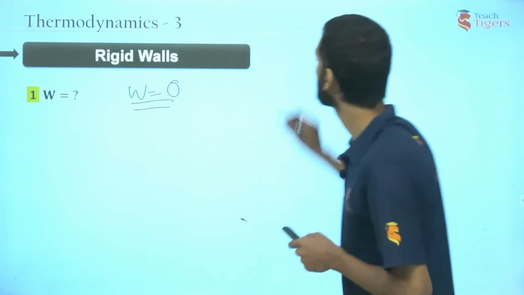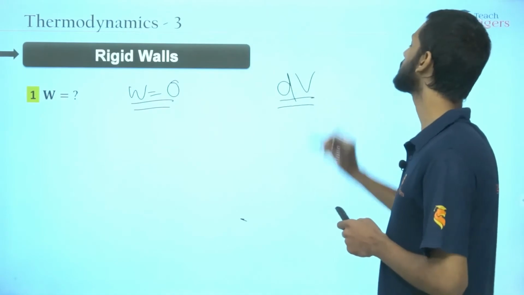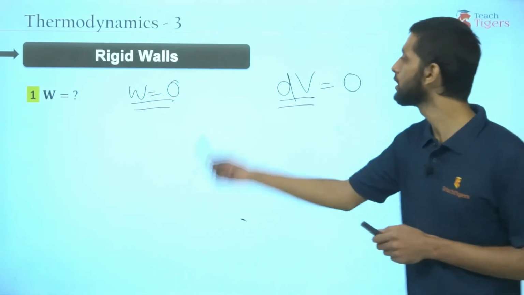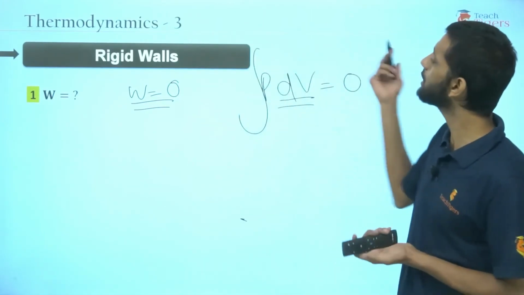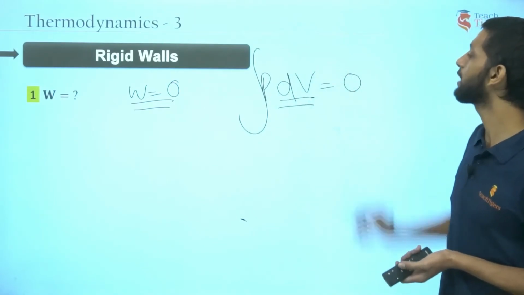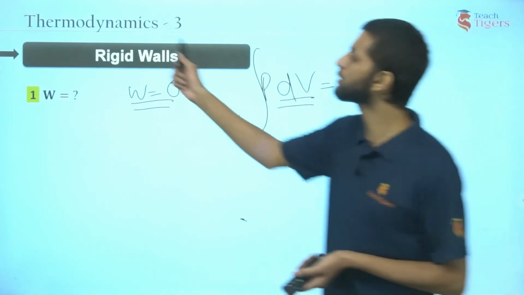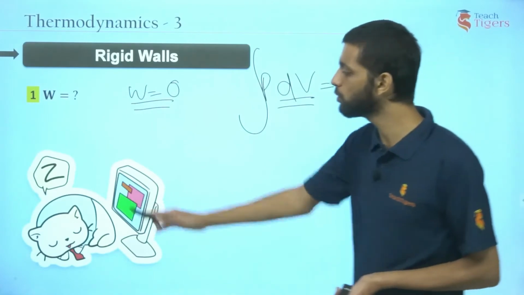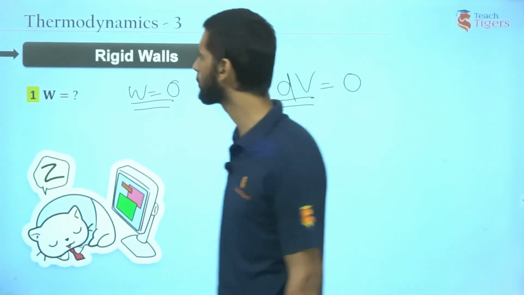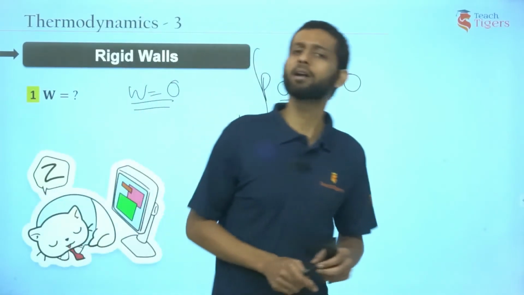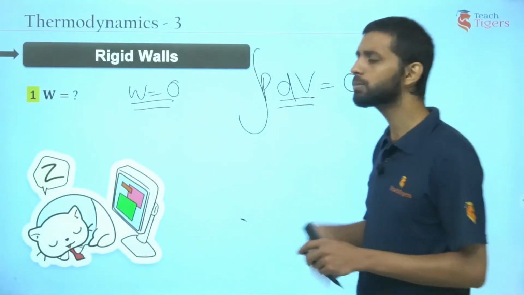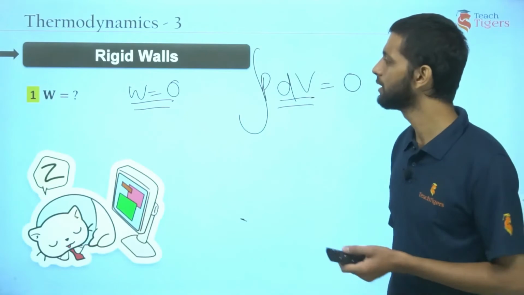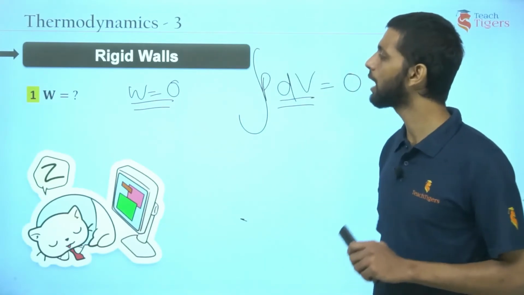Why is work done 0? Because dV is 0. If there is no change in volume, then you can't have any integral. This integral is also 0, because something multiplied with 0 is 0. So for rigid walls, work done is 0. If you don't move, you can't do work. Any rigid system can't do work. It has to be active. It has to be moving. Right? If you just sit around idly, you can't do work. So थोड़ी मेहनत करनी पड़ेगी, but काम चल जाएगा.